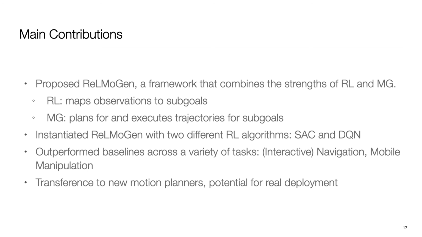To summarize, we propose ReLMoGen, a framework that combines the strength of RL and motion generations. We show that our method is general because it not only works with two different RL algorithms and network structures, but also solves a wide range of long horizon tasks in navigation, stationary arm control, interactive navigation, and mobile manipulation. It works with different motion planners and has a great potential to transfer to real robots. We also plan to extend our framework to other action primitives, such as pulling and turning, that can be instantiated by our RL policy in the future.